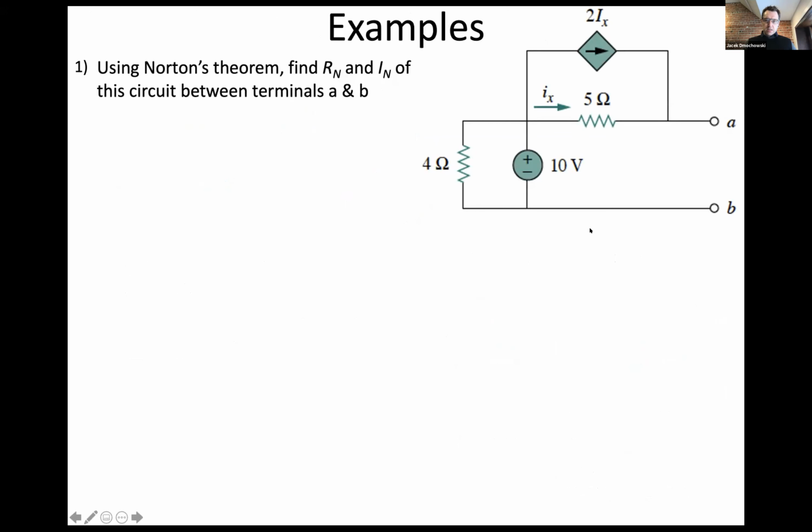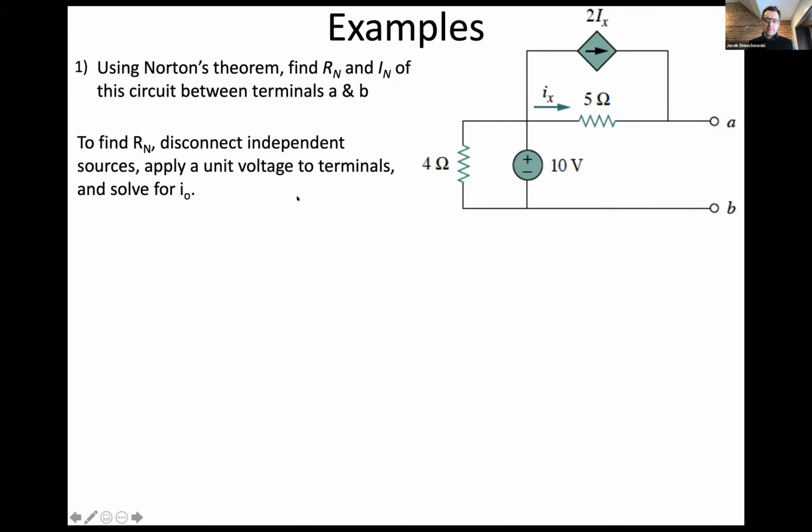Okay. So here we have a case where we have a dependent current source of 2ix. This should be a lowercase ix. This ix and this ix are the same. So here is our first encounter with a circuit where finding the Norton equivalent requires one of these test voltages or test currents.